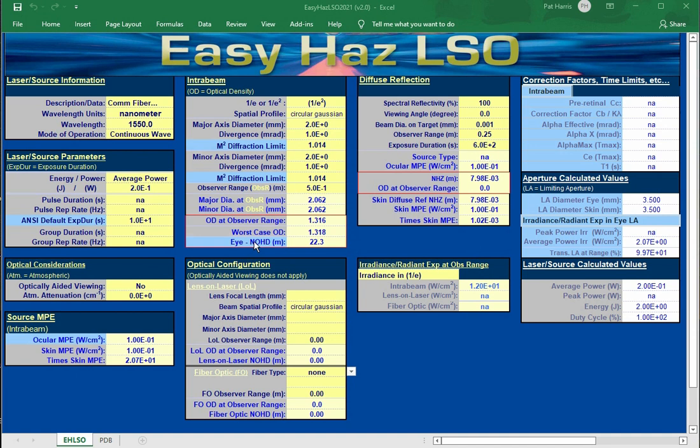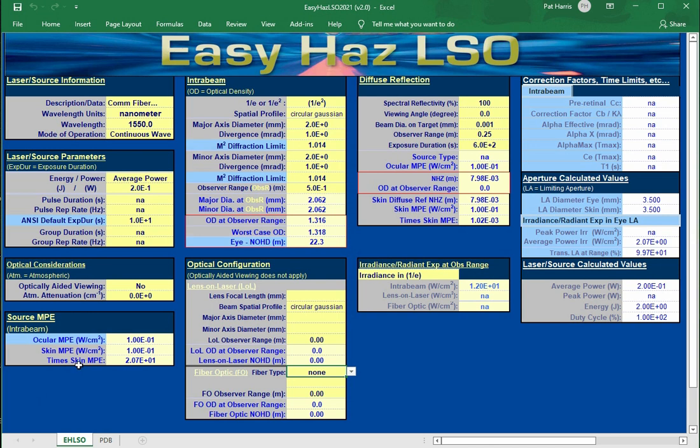We have an NOHD of a little over 22 meters and an NSHD of the same. What does that tell us? That tells us that the ocular MPE and the skin MPE are the same for this particular wavelength. And then we take a look down here, this small beam, we can see that the irradiance of our laser is about 20 times higher than the MPE.